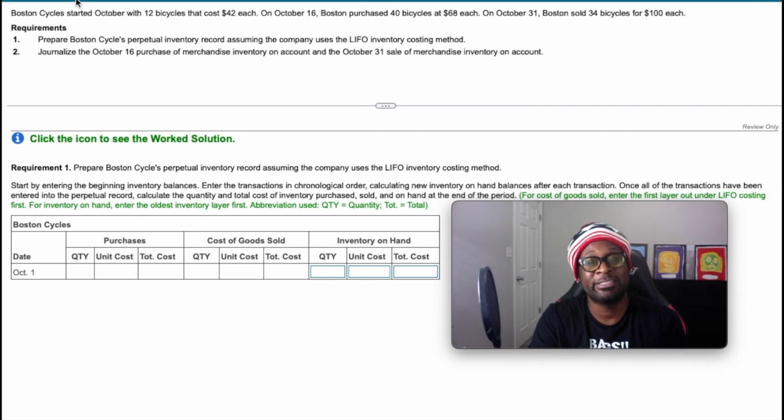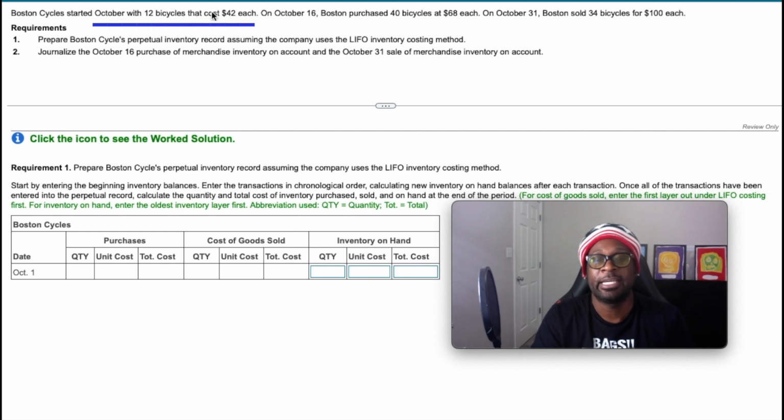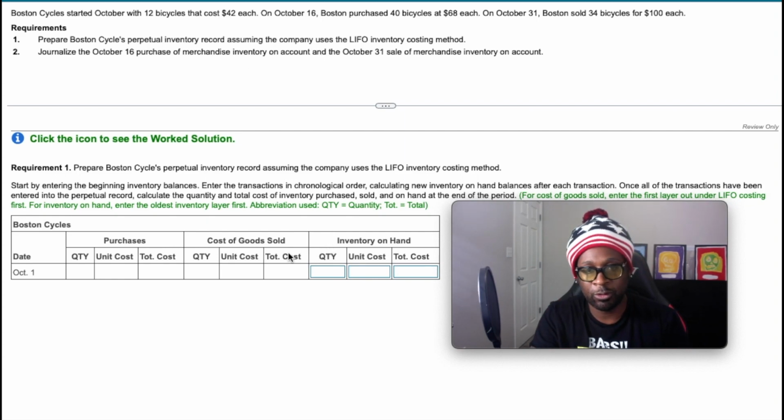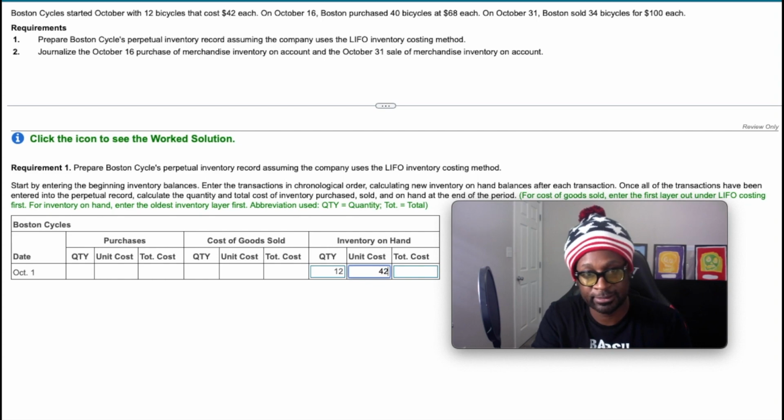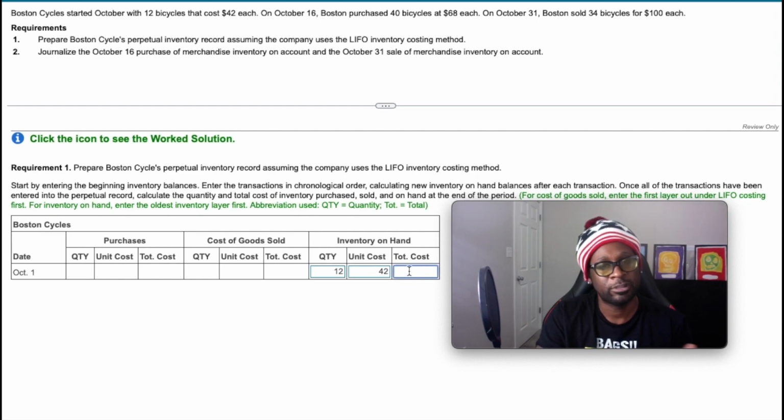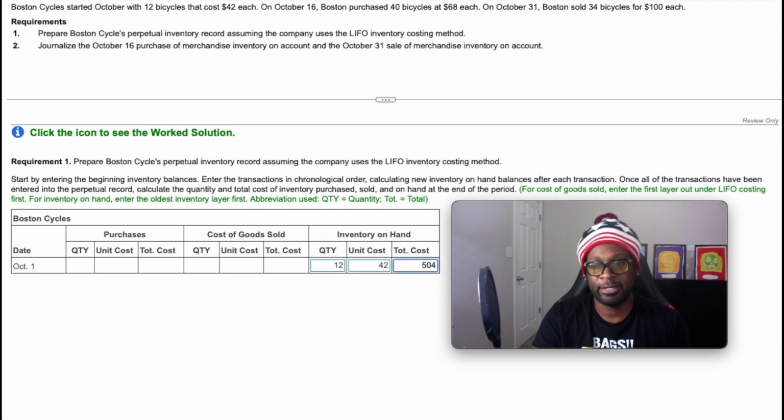So we read in the description that we started out with 12 bicycles at $42 each. Gang, this is our beginning inventory. This is the units that we started out with for the period. So we're going to go all the way to our inventory on hand column, which represents our units available, and we're going to input the amount. 12 units was the quantity, and the cost for each one of those units was $42. Therefore, for our total cost, all we have to do is simply multiply the 12 times the 42. That will give us $504. We're going to check our answer.